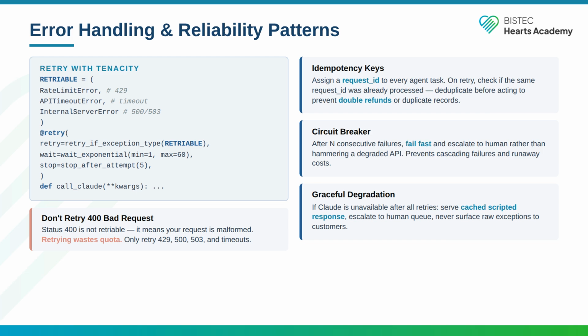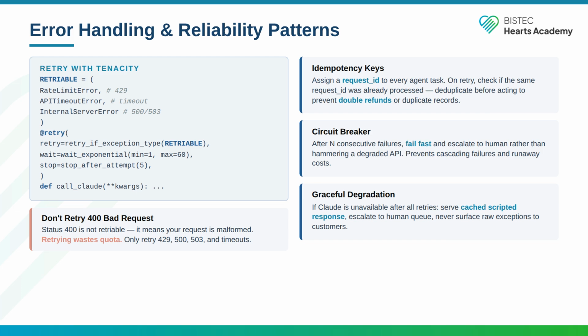Idempotency is what protects you when retries succeed. Every agent task needs a unique request ID before executing any action with side effects, a refund, a record update, a notification. Your code checks whether that request ID was already processed. If it was, the action is skipped and the previous result is returned. Without this, a successful retry that calls the process refund tool twice results in a double refund. In a payment system, that's a real financial error.